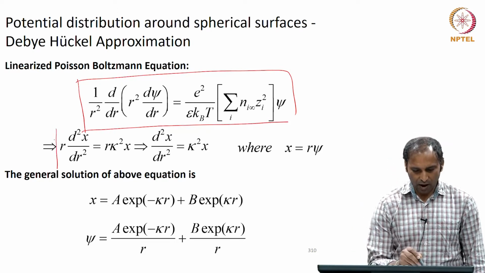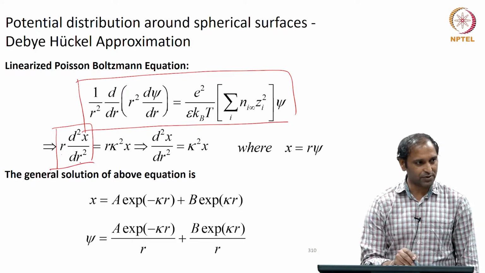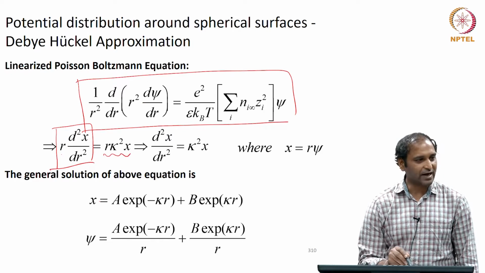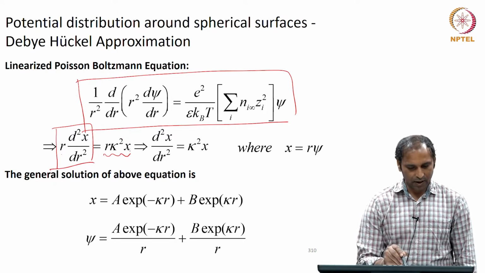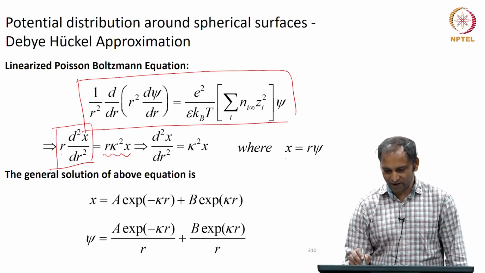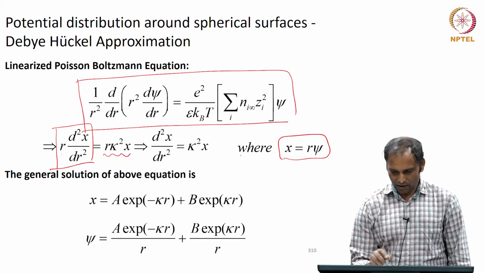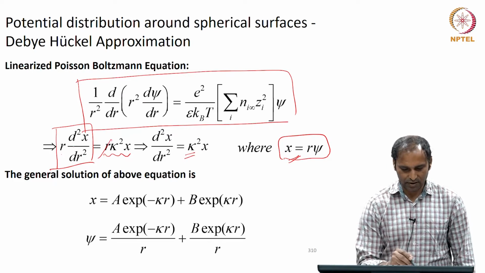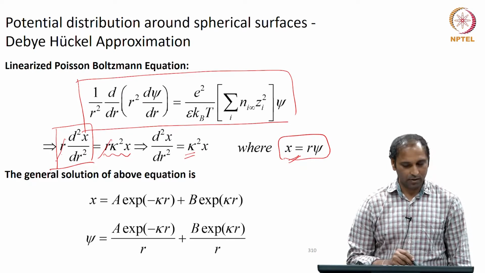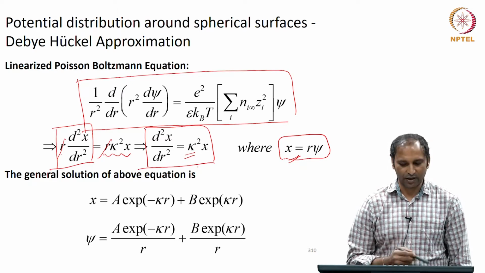It ultimately becomes, with this simple manipulation, r d²x/dr² equal to, this is the right-hand side that we had, r times κ² times x. Because again we had defined x as r times psi. Therefore, d²x/dr² becomes κ² x, because the r and r get cancelled here. So essentially I have a simple differential equation now which I can solve.